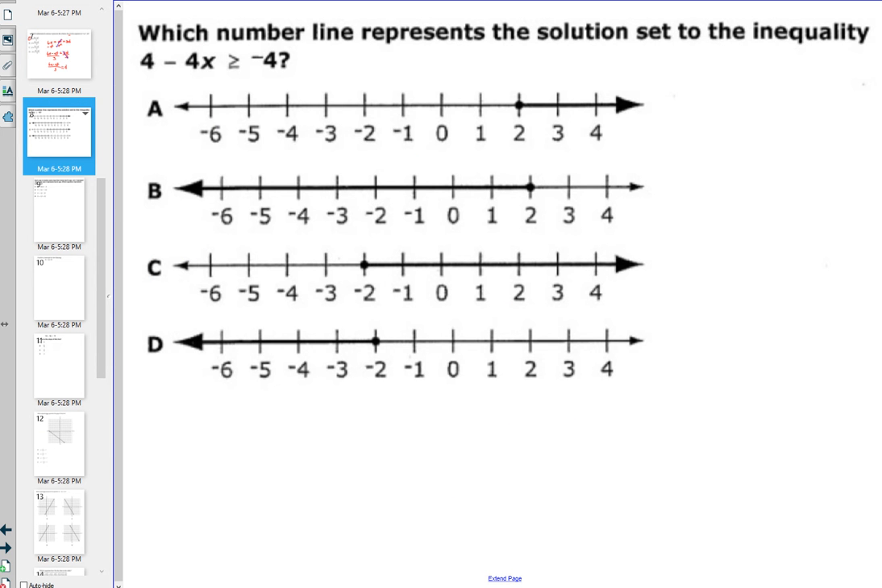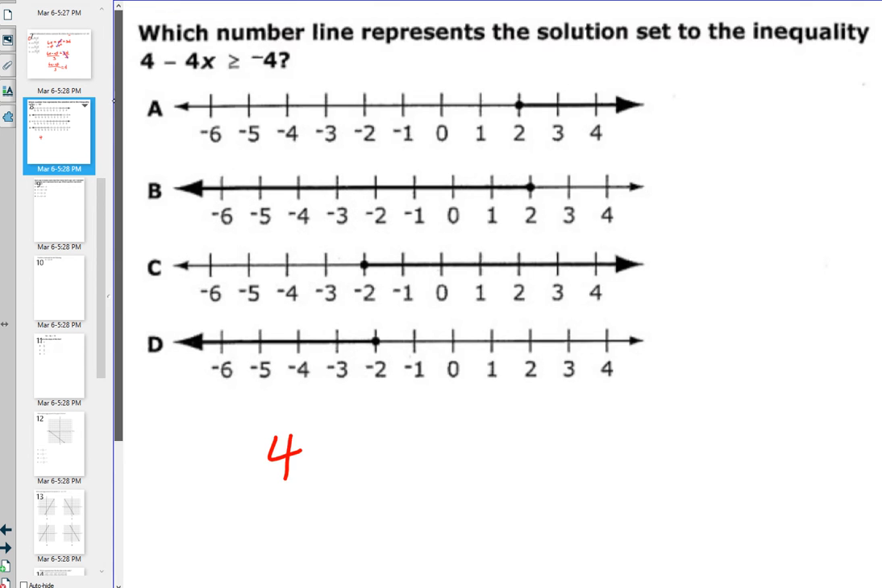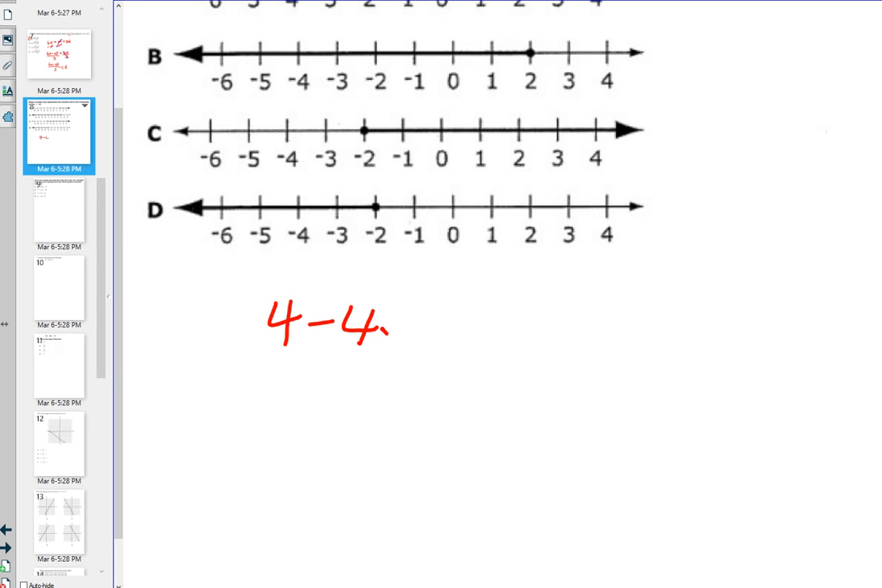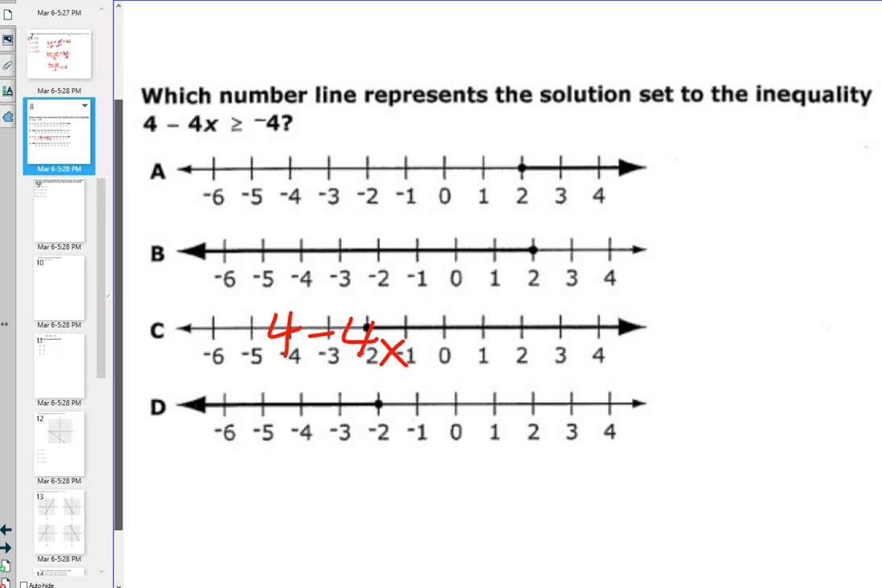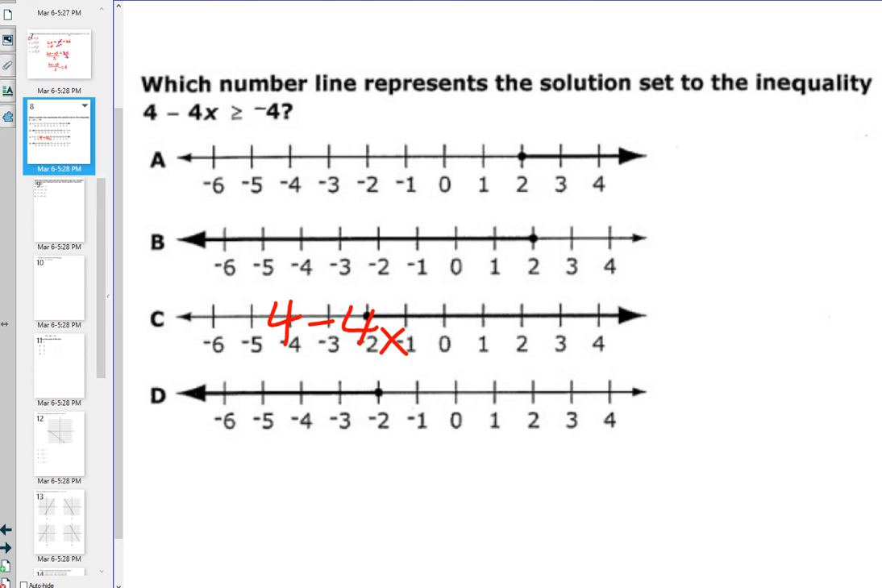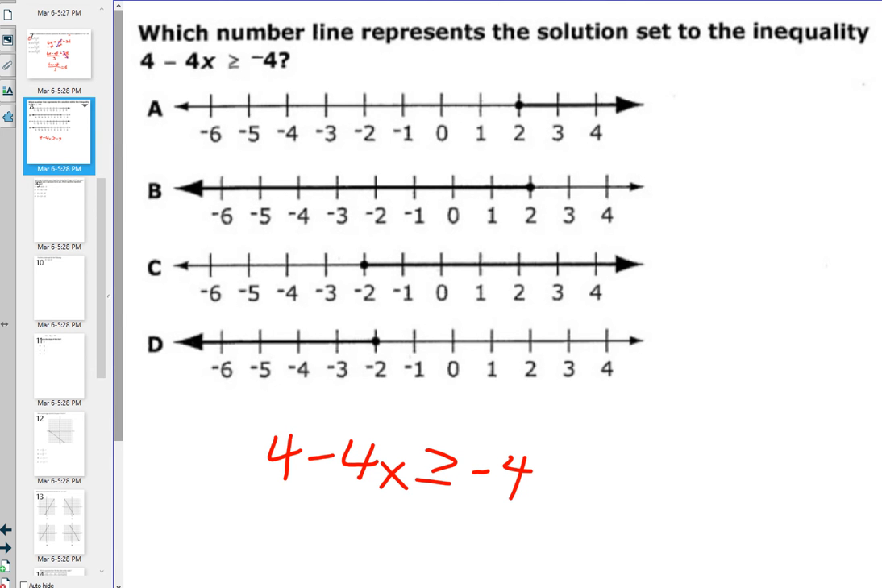Which number line represents the solution set to the inequality? So they want you to solve, but in addition to that, you have to graph. Okay. What would I do first here to get x by itself?